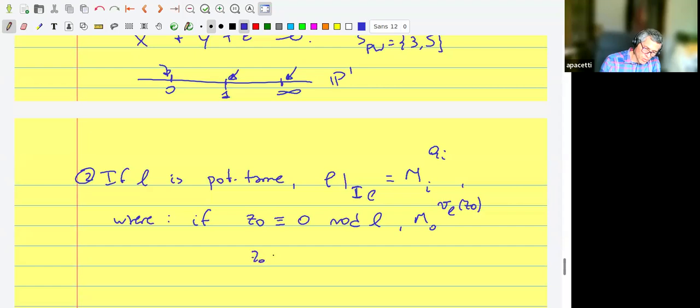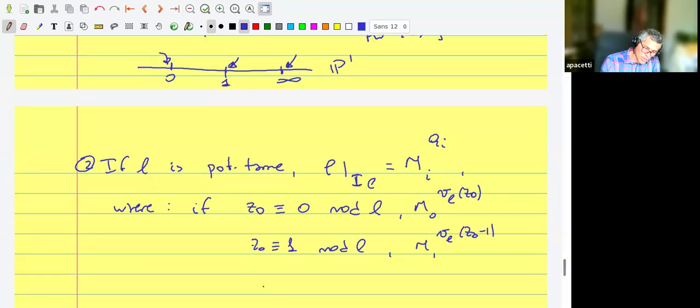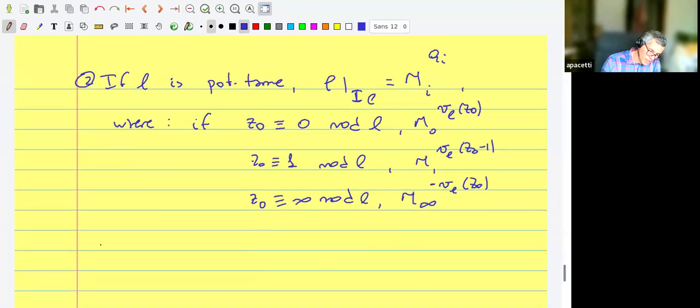If the specialization gives you 1, then you have to look at the matrix at 1, and you have to look at the valuation of the parameter minus 1. So what's the order? If the specialization gives you infinity, so it means that it's in the denominator, then you have to look at the infinity matrix, and you have to raise it to the minus valuation. So let's go back to the example.